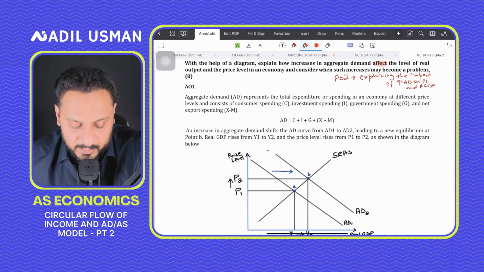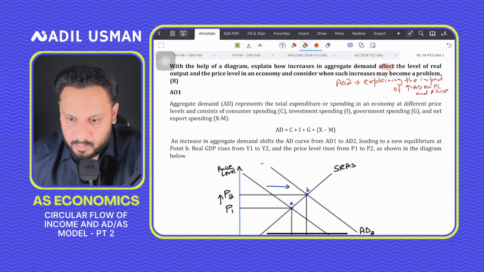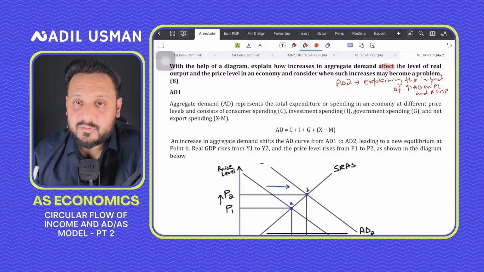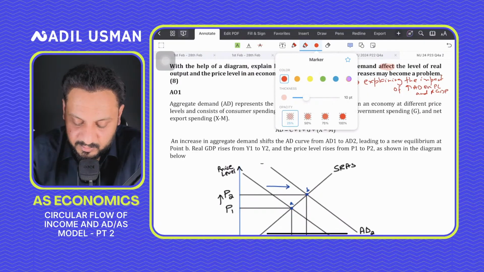So AO1 talks about AD. You give the definition of AD. You say that it represents total spending in the economy. You say it's consumer spending, investment spending, government spending, and net export spending. That's what AD is. C plus I plus G plus X minus M.